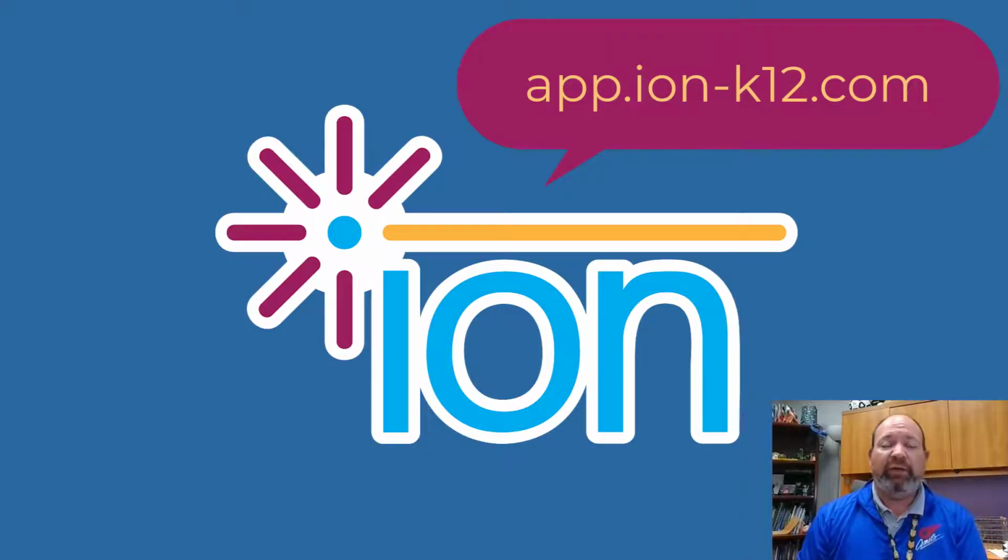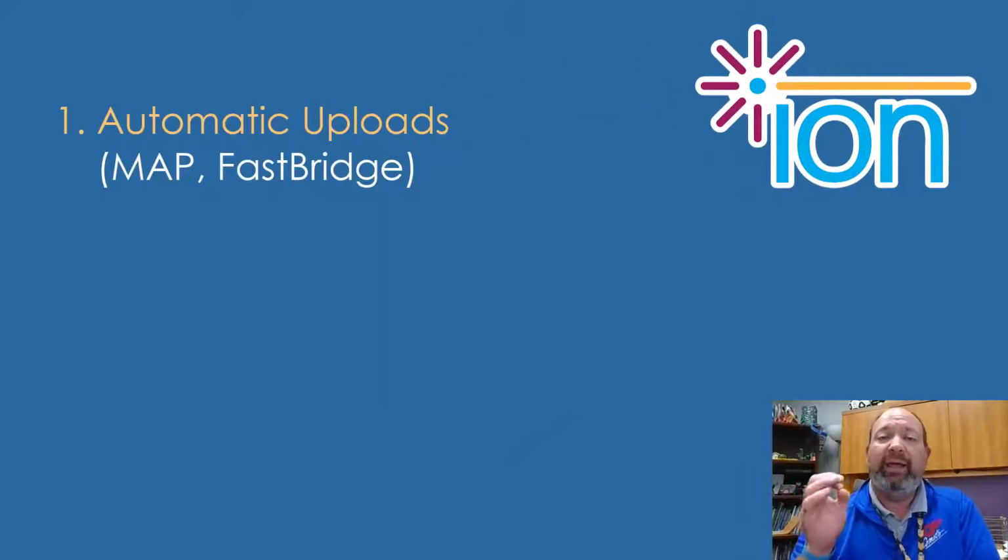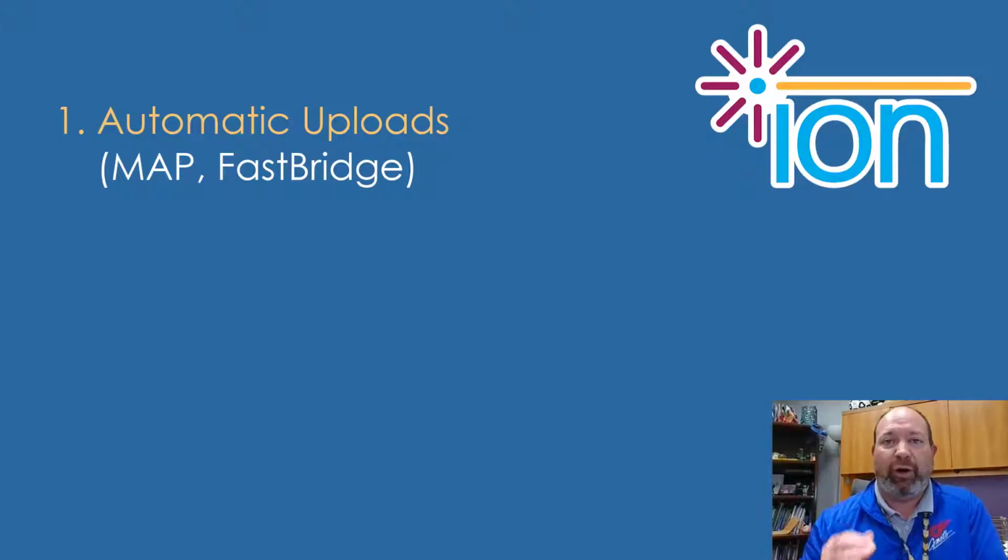Okay? So very quickly, to get scores in ION, there's three different ways that can be done. Number one is through an automatic upload. Now, an automatic upload can occur from a system that is online, like Map Assessment or FastBridge or anything in Skyward. Those are automatically uploaded every single evening. So if a student takes one of those assessments, they're going to be uploaded. So those of you who do FastBridge progress monitoring, nice job of choosing that one, because that one is automatically done for you. There's no data entry that needs to be done on your part whatsoever. The scores will already be in there.